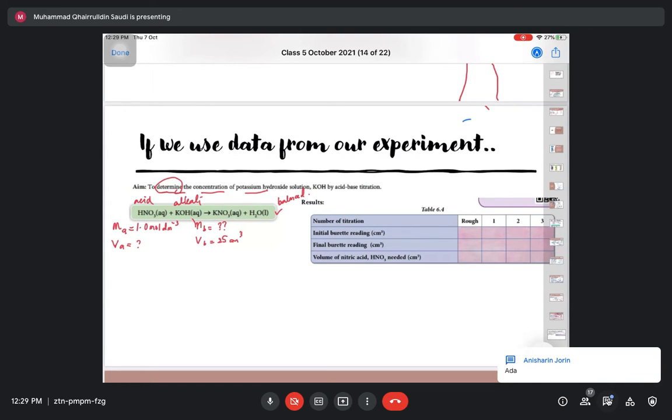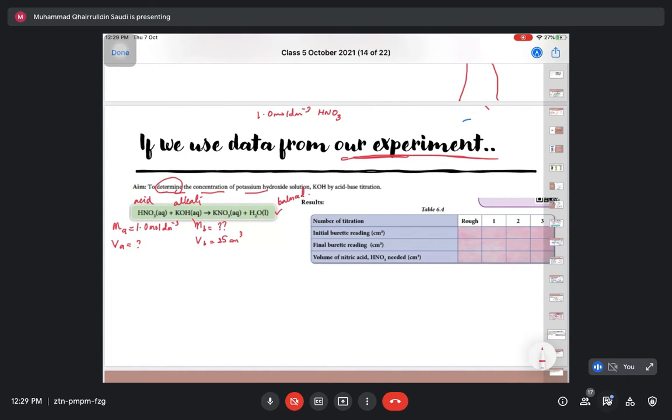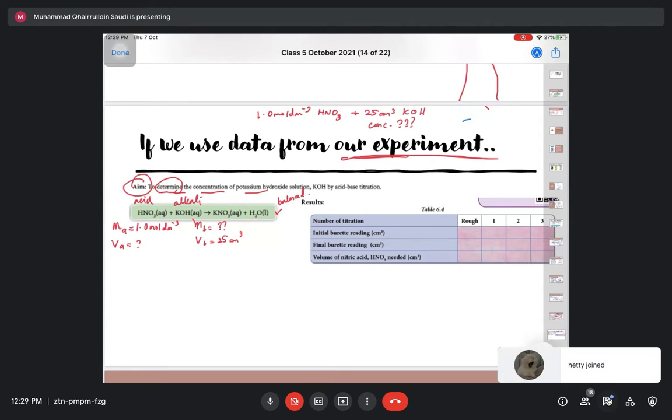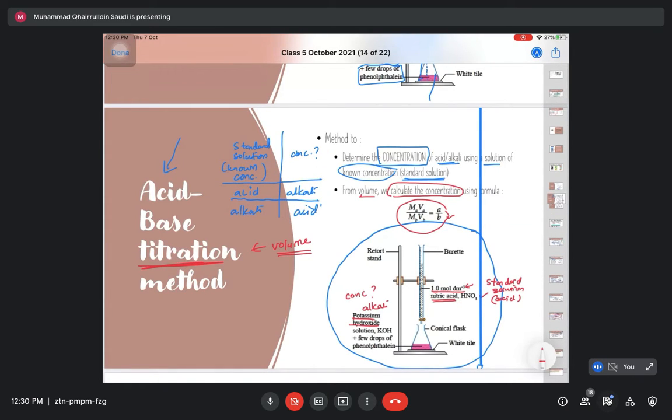Yes. This is from our acid-base experiment the other day. In that experiment we used 1.0 mol per dm cube of nitric acid and reacted it with 25 cm cube of potassium hydroxide. Our aim was to find the concentration of potassium hydroxide, but from the experiment, we can only get the volume of nitric acid. If we go back and look, we used 1.0 mol per dm cube of nitric acid and 25 cm cube of potassium hydroxide here.